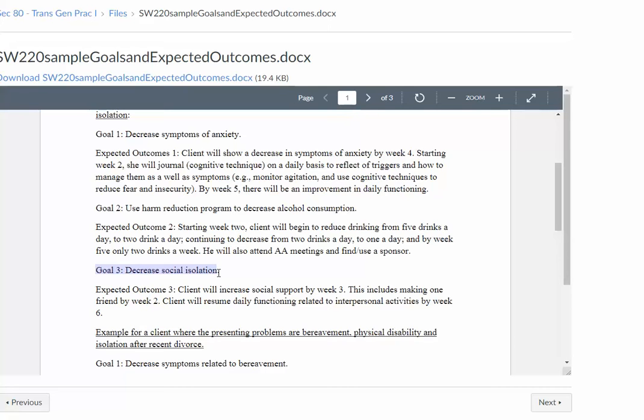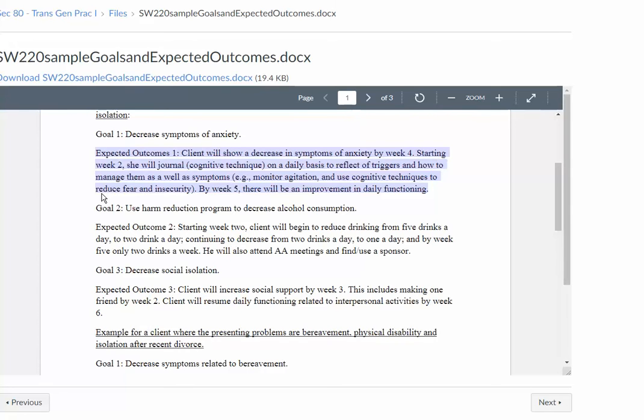All right, so once you've identified the goals based upon your assessment, then you're going to talk about the expected outcomes. Notice how they're written here. So for the decreased symptoms of anxiety, the expected outcome, this is how will you know that they've been able to decrease their symptoms of anxiety? You'll know because the client will show a decrease in symptoms of anxiety by week 4. Notice how in this example there's a timeline so that both the client and the clinician are aware of the pacing of this.